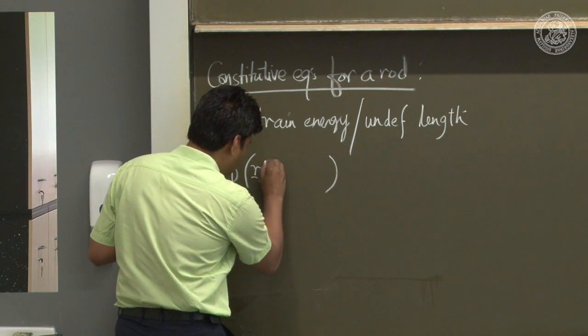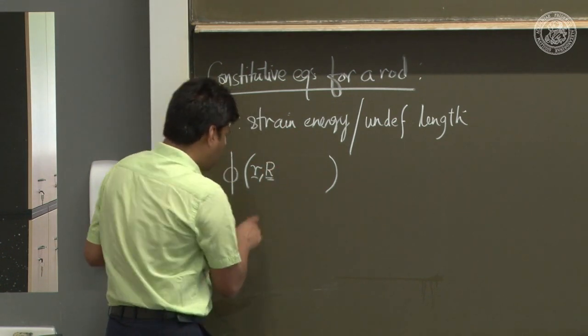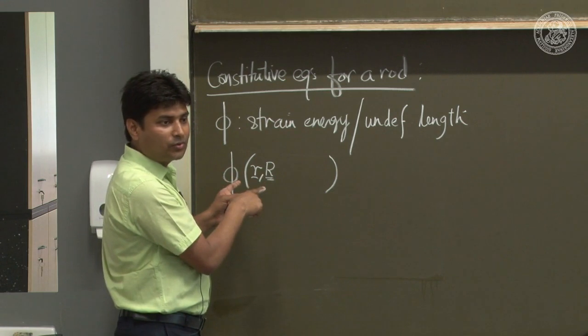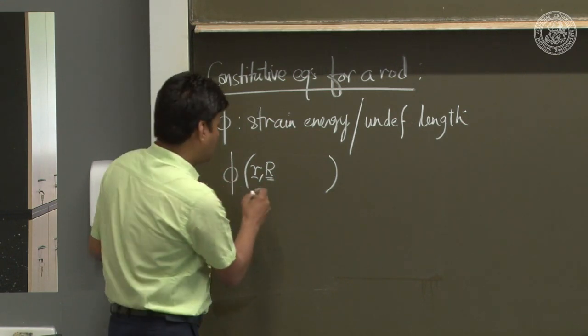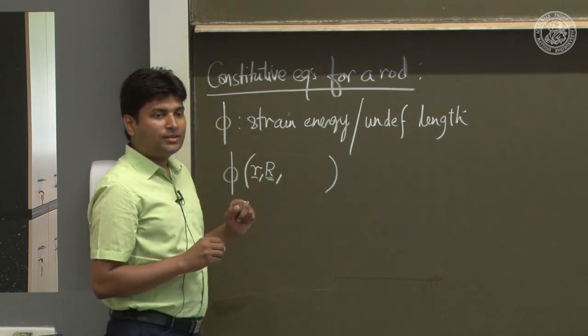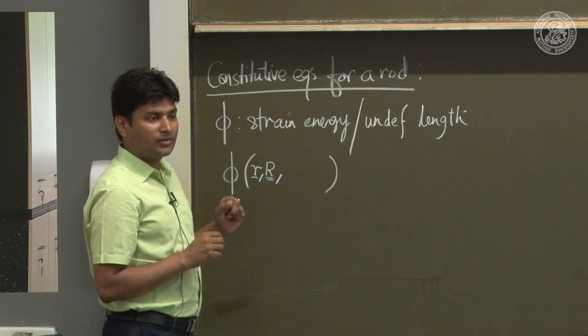So, when you develop your own theory, you will say that the energy depends on the kinematic variables and also its gradients, its derivatives.